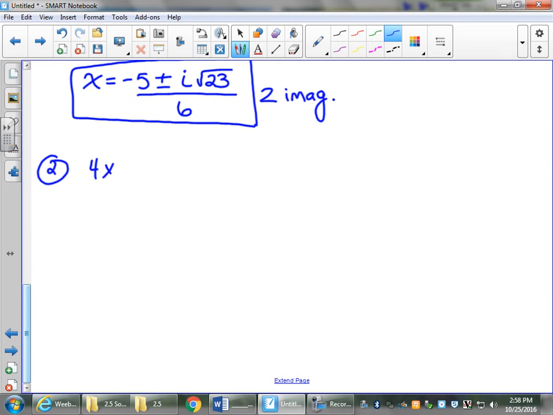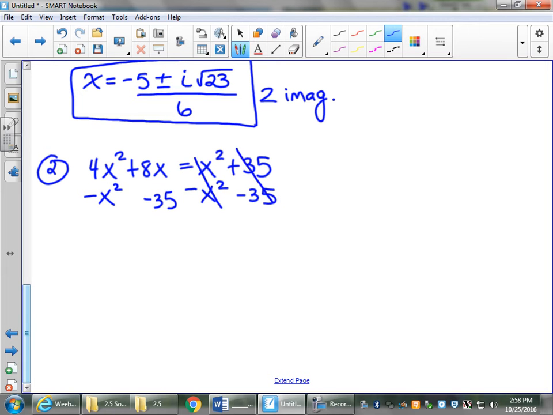4x squared plus 8x equals x squared plus 35. Move everything to one side, trying to keep the a value positive. If I move the 4x squared over to the x squared, that'll become negative. So I want to move the x squared over to the 4x squared to keep it a positive a term. And then I'm also going to subtract the 35 over to get everything on one side of the equation. So I will have 3x squared plus 8x minus 35, and that's now set equal to 0.